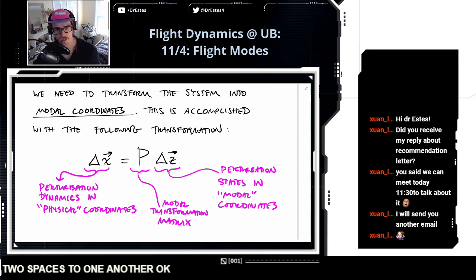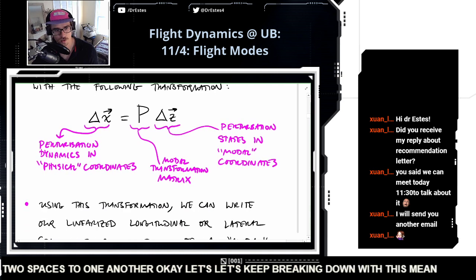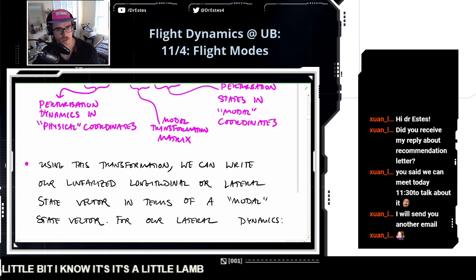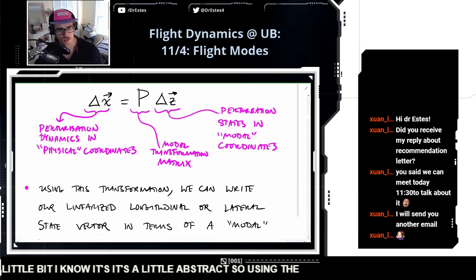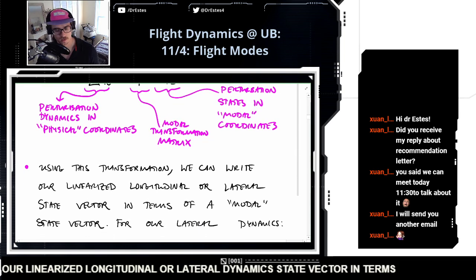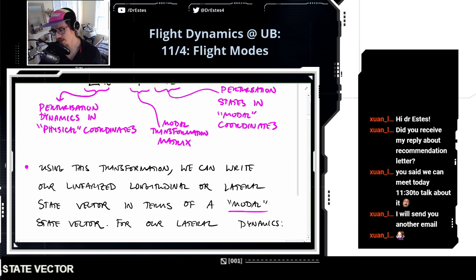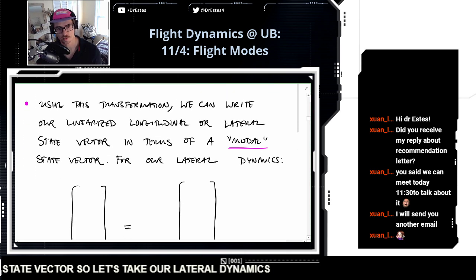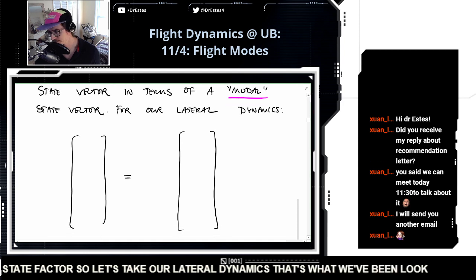Okay, let's keep breaking down what this means a little bit. I know it's a little abstract. So using this transformation, we can write our linearized longitudinal or lateral dynamics state vector in terms of a modal state vector. So let's take our lateral dynamics. That's what we've been looking at recently.